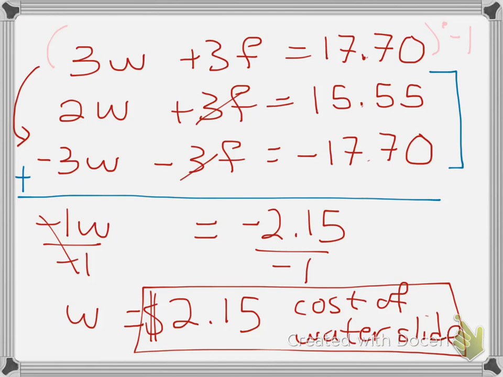The next problem would be to find the cost of the Ferris wheel. So we can go back and look at any 2 of our original equations. Let me put a little star next to those 2. Those were our original equations. Pick any one. It certainly doesn't matter. I'm going to pick the first one just because that's kind of a default, and that will always work. So I'm going to rewrite it: 3W plus 3F equals 17.70.